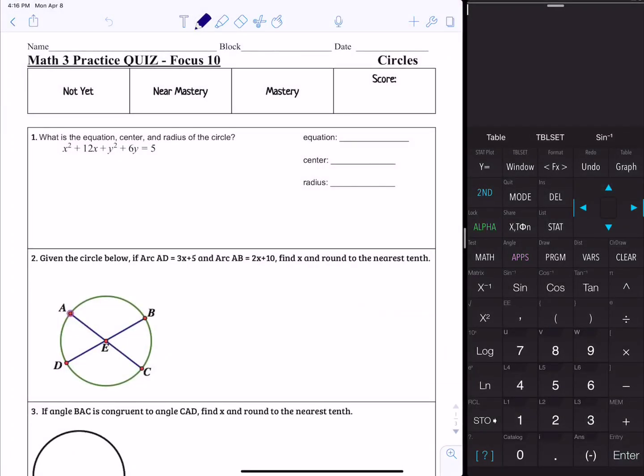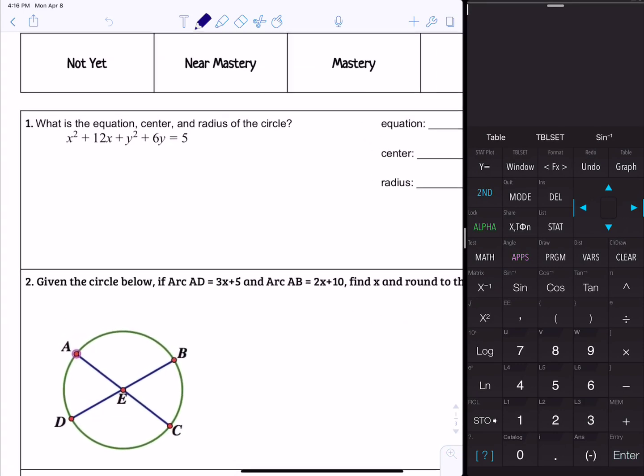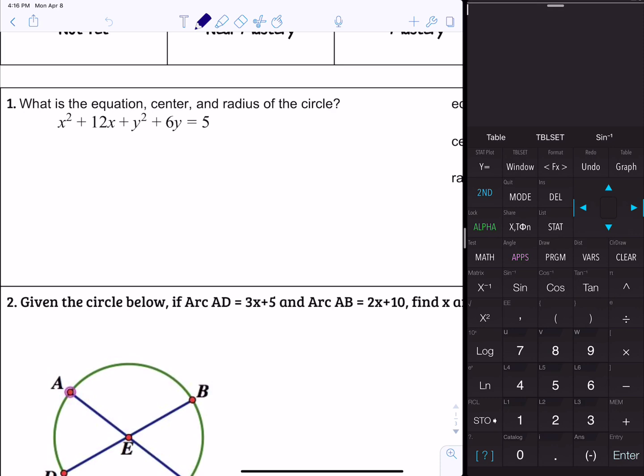Here is your practice for focus number 10. It says in number 1, what is the equation, center, and radius of the circle? So in this one, we need to get this in standard form.